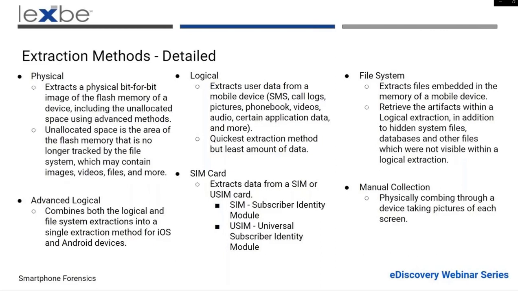A manual collection is the very last resort if no other collection method is working. This is literally using a camera to take pictures of the screen of the phone. It is very time consuming and not forensically sound, but if there is no other way to get the data, a manual collection will have to suffice.